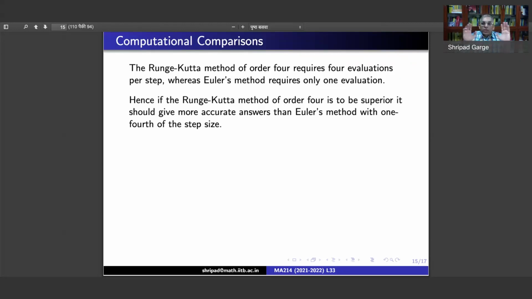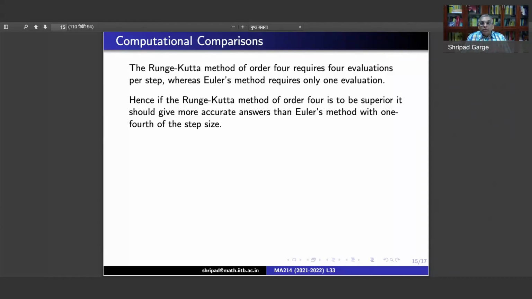So we will say that, okay, fine, we will reduce the step size for Euler method. So to reach, let's say, the 4h step size, the Euler method will require 4 steps, because it will go from 0 to h, then 2h, then 3h, and then 4h. So going from 0 to h will be one function evaluation, going to 2h will be second, 3h will be third, and 4h will be fourth. So now there are 4 function evaluations for Euler's method.